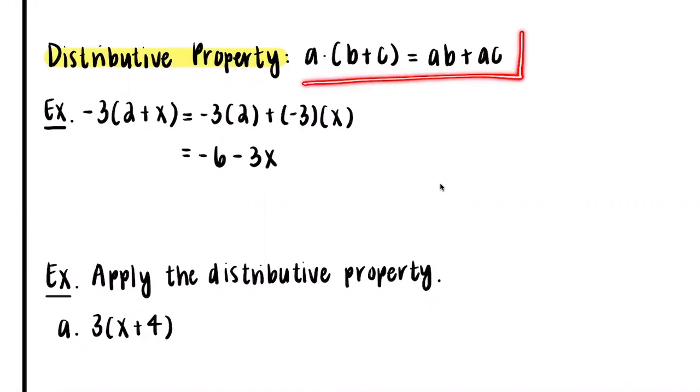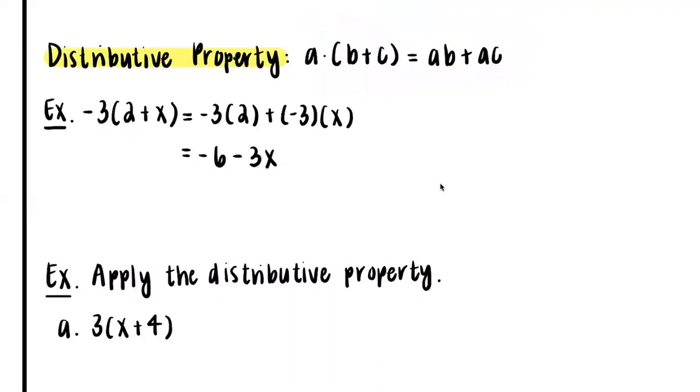Here you can see the general format: if we have some constant, A, some number, multiplied by some terms inside parentheses, what then happens is we multiply whoever is on the outside to every term on the inside. So we would have A times B to get a product of AB, plus the operation that follows from whatever's inside the parentheses, the product of AC.